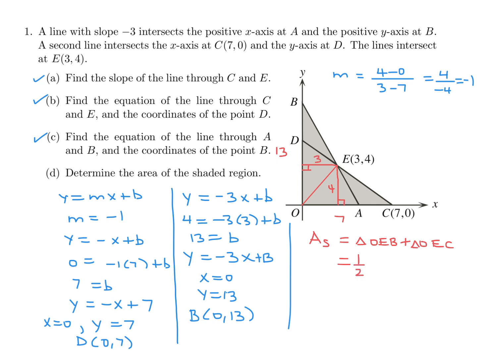So 1/2 base times height, 13 times 3, plus 1/2 base times height, 7 times 4. So this is 39 over 2 plus 28 over 2, and that is 67 over 2.